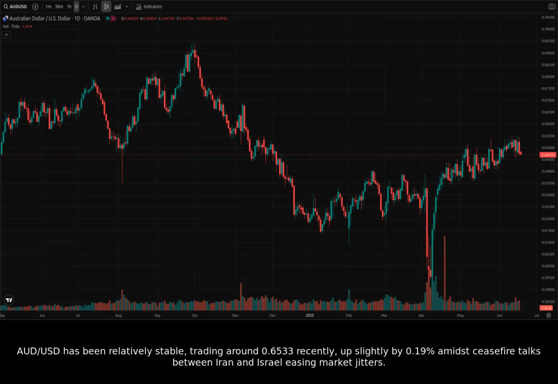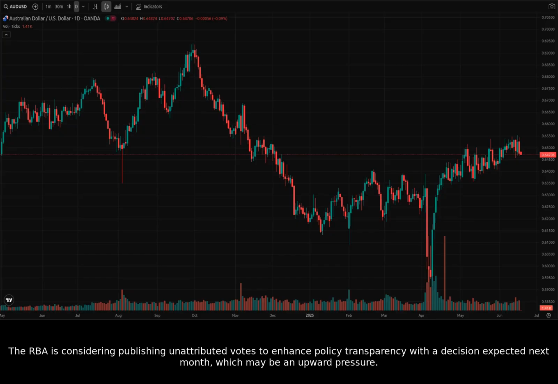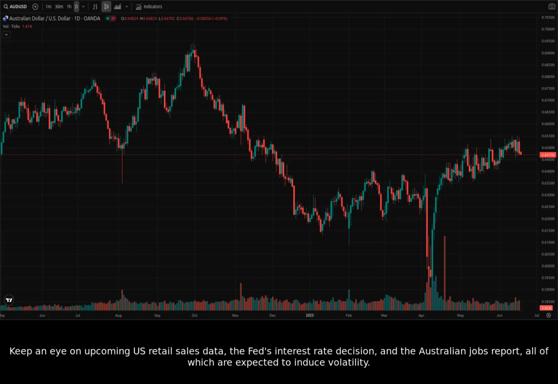Australian dollar to US dollar has been relatively stable, trading around 0.6533 recently, up slightly by 0.19% amid ceasefire talks between Iran and Israel easing market jitters. The RBA is considering publishing unattributed votes to enhance policy transparency with a decision expected next month, which may be an upward pressure.